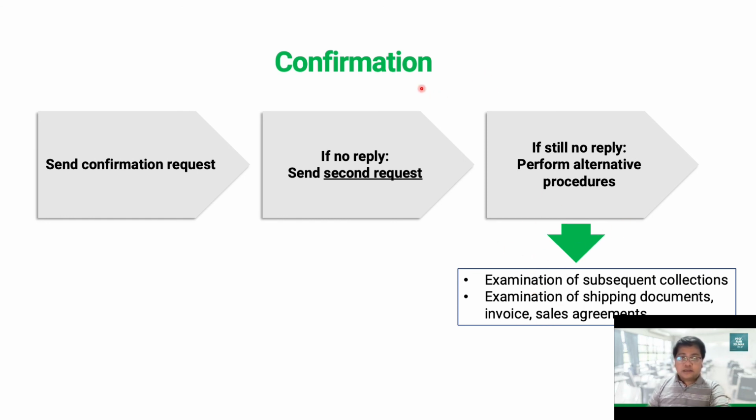Okay, so again, confirmation is the costliest or most costly audit procedure. The cheapest is, of course, inquiry. So inquiry is the cheapest type of audit evidence.